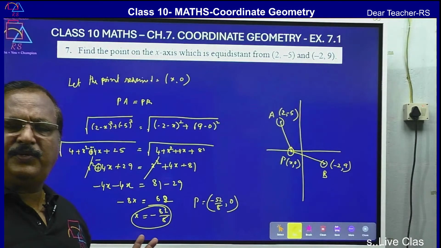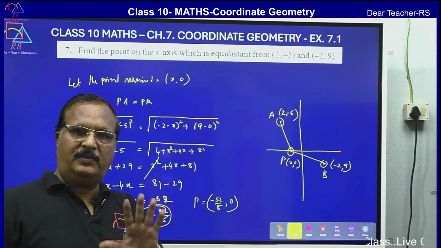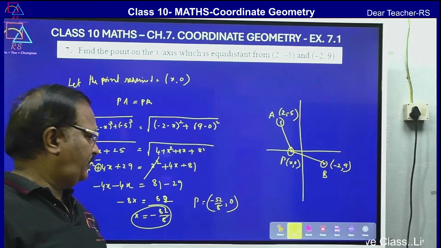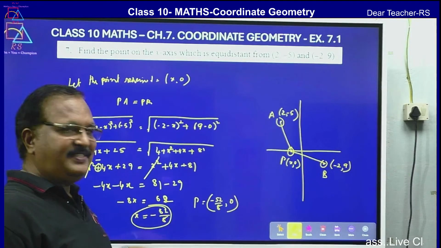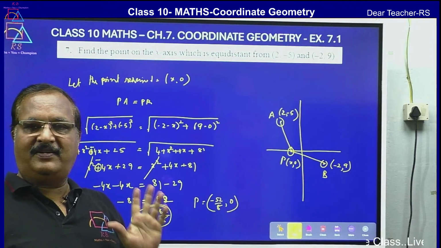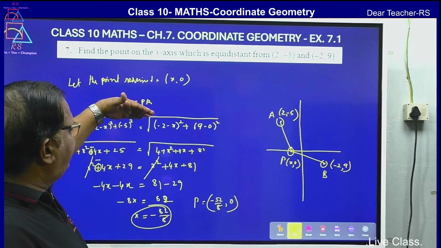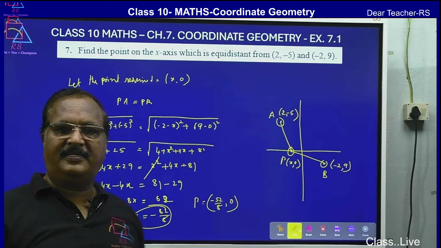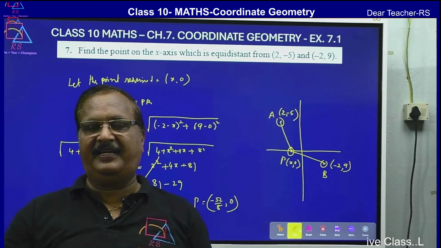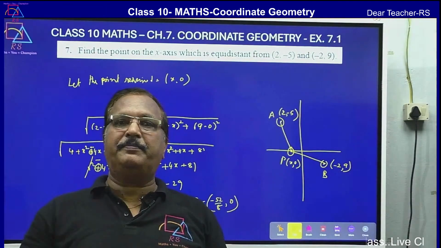Usually in the textbook, all the questions have good answers only. So you just check it. If this is wrong, don't blame me. Sir did it wrong. Somewhere you have to recheck the answer. You will find the mistake. So rechecking the answer is also very, very important.